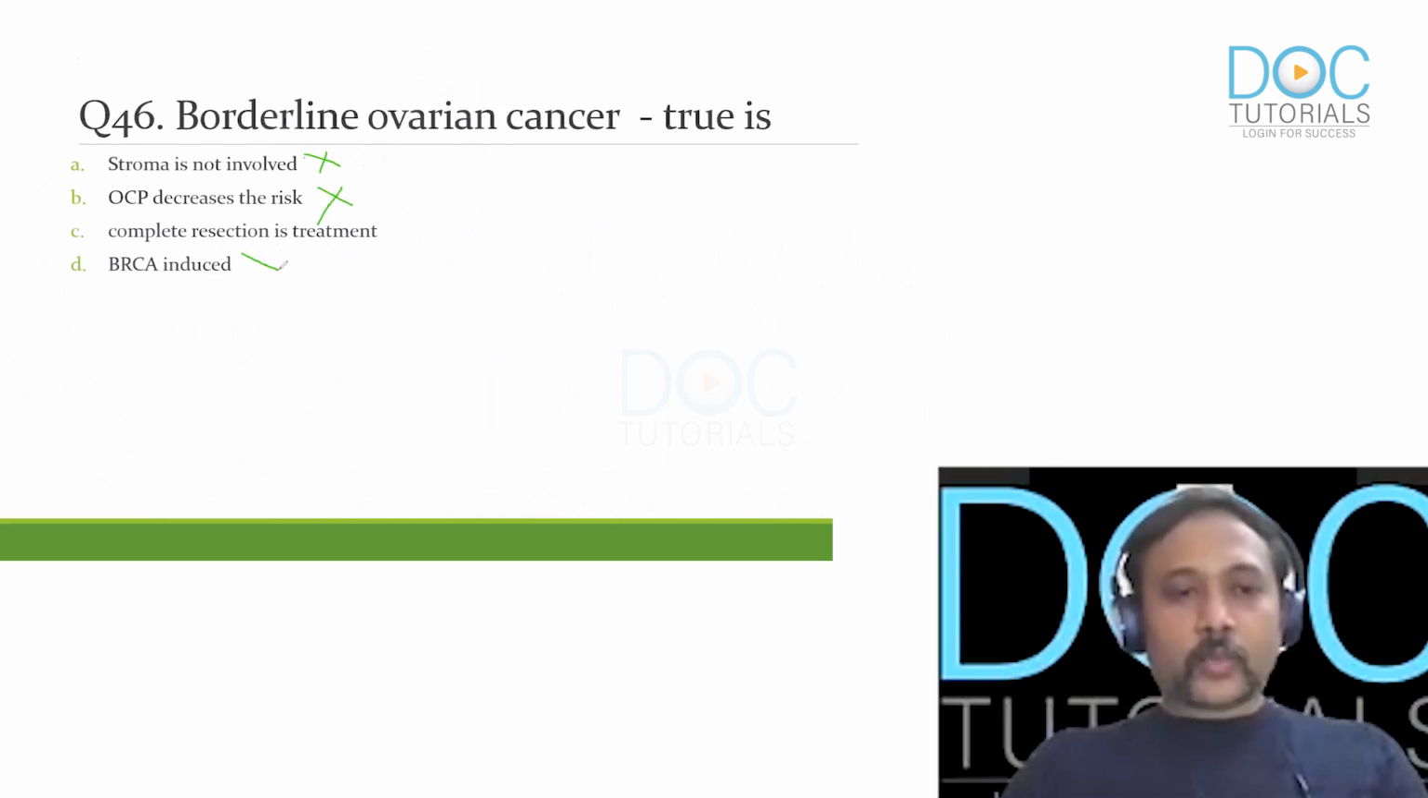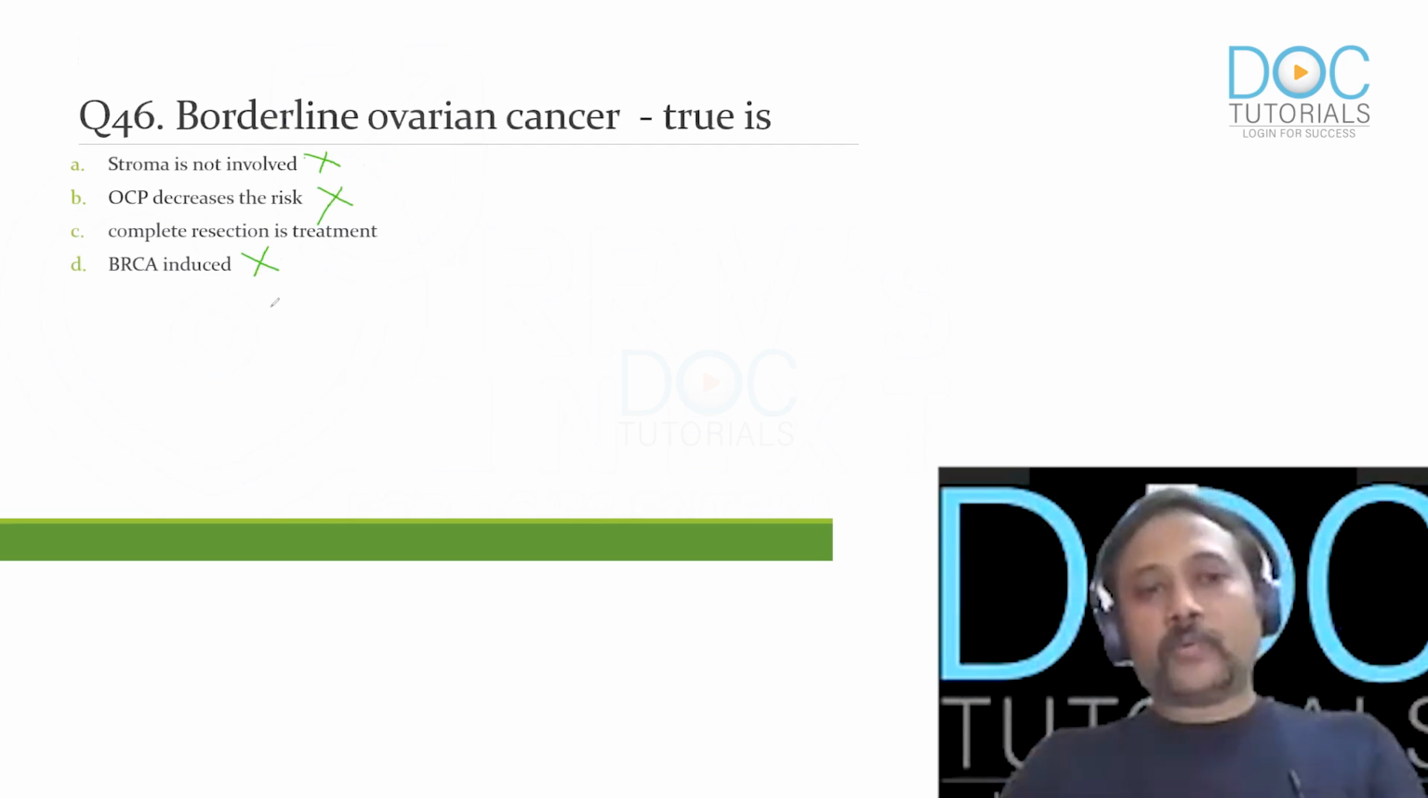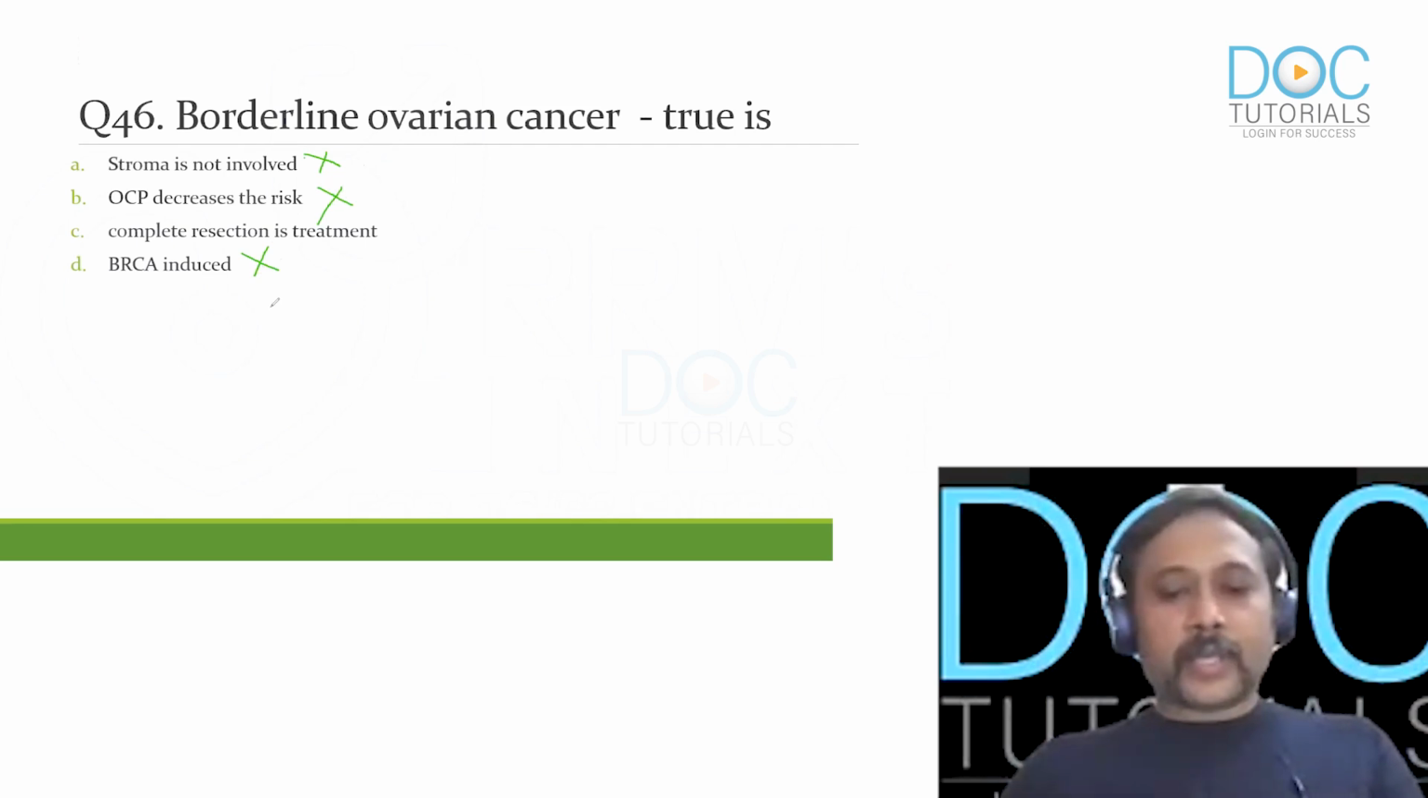In the same way, the role of BRCA mutations in borderline ovarian tumors is not known. Borderline ovarian tumors are not precursor lesions that go on to develop into ovarian cancer. Compared to all other areas, your borderline ovarian tumors are not like that. So here, what you have to remember is they are not related. They do not have any relation to the BRCA.